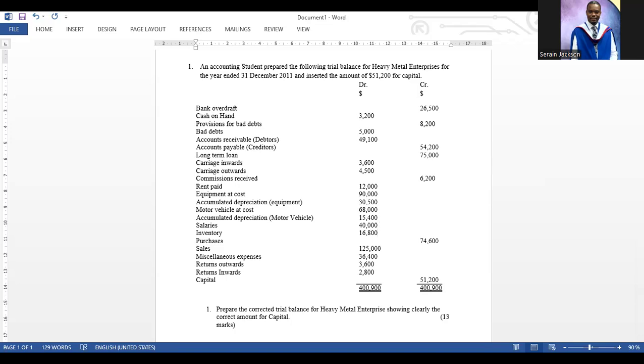Inventory, which is your stock, right? And the fact that this inventory is located inside the trial balance is an indication that it is your opening stock or your opening inventory, which is an asset, a current asset.